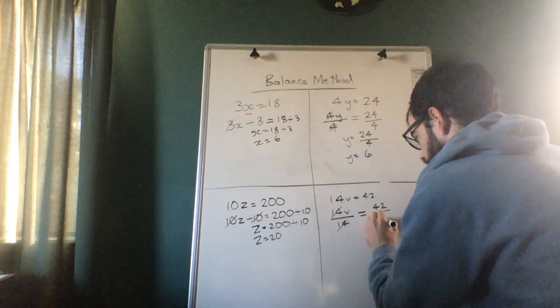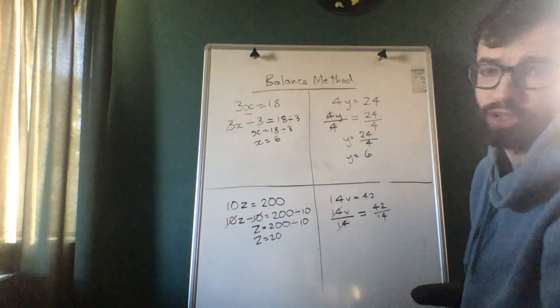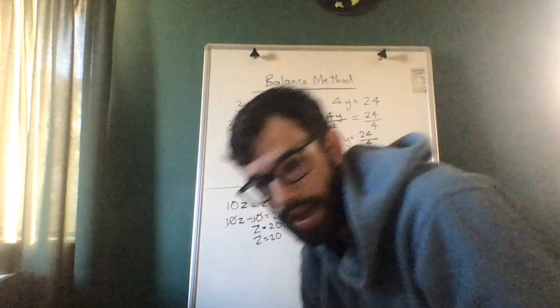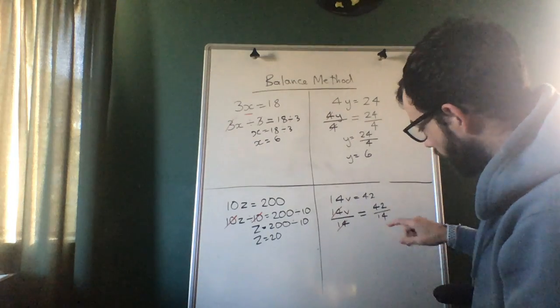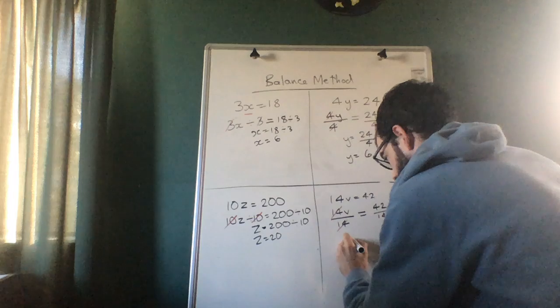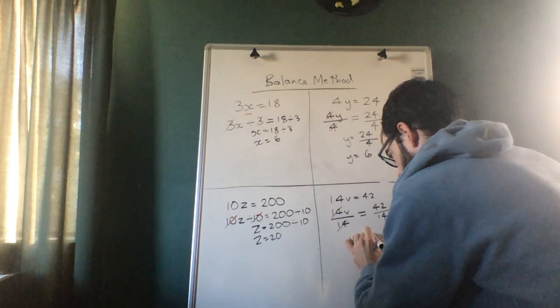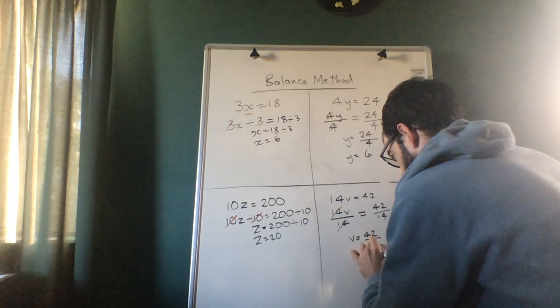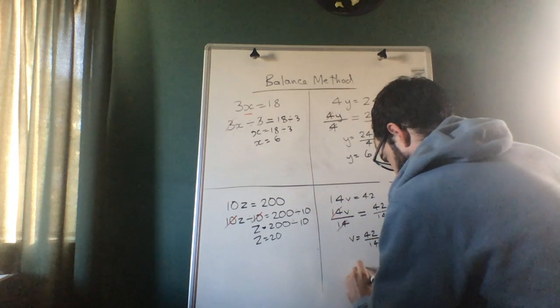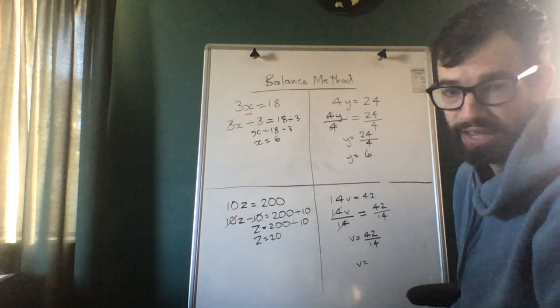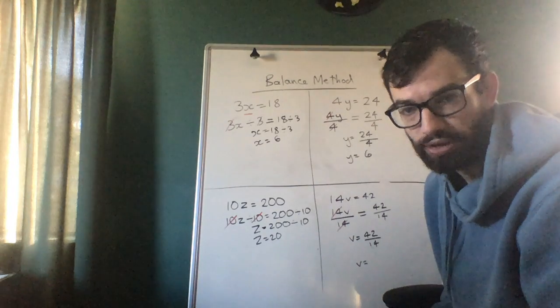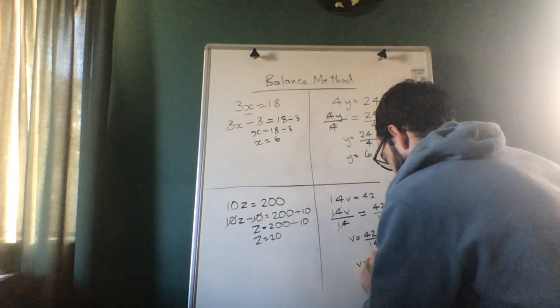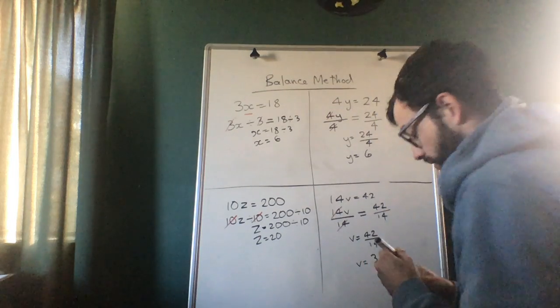42 divided by 14. Now, I'm not expecting you guys to know your 42 times tables or your 14 times tables, but this is just a very easy one, because you can still add 14. So 14 plus 14 is 28. So 14 times 2 is 28. 14 times 3 is 42. So if we go 42 divided by 14, it's going to give us 3.